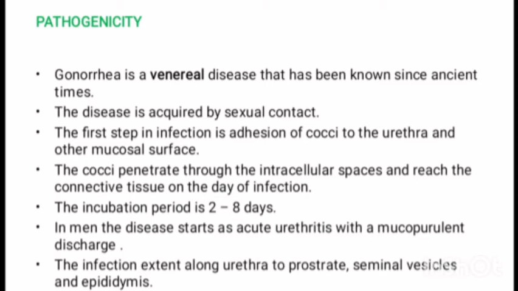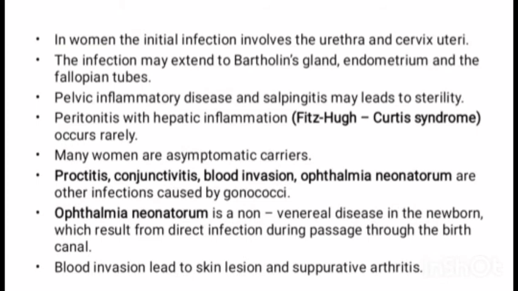By the third day of infection, after an incubation period of 2 to 8 days, in men the disease starts with acute urethritis with a mucopurulent discharge containing cocci in large numbers. In females also, the gonococci attach to the urethra as well as the cervix uteri and cause urethritis. But the vaginal mucosa is not usually affected because of the acidic pH of the vaginal secretion. The urethritis in females extends towards the Bartholin glands, endometrium as well as fallopian tubes, and causes infection in those areas also.